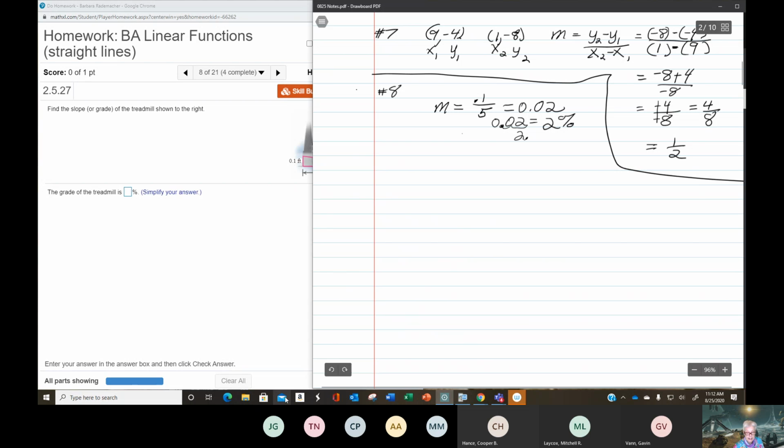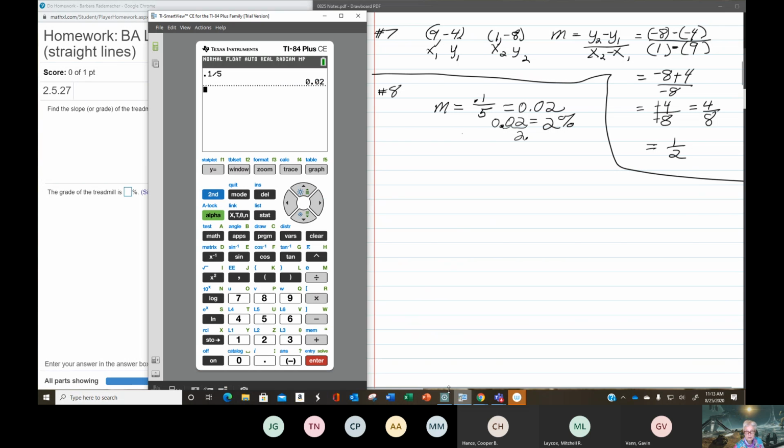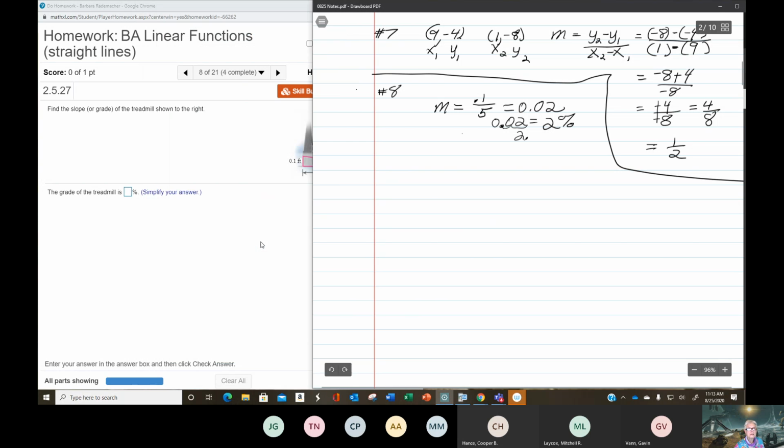So if I were to do that on my calculator, 0.02 times 100, boom, I've got a 2. That was thrilling, wasn't it? Yes, I know it was.